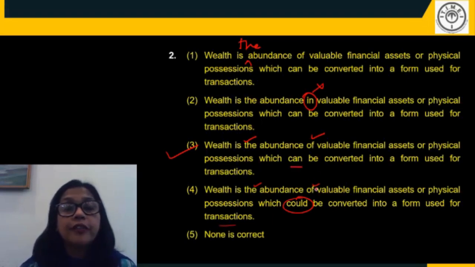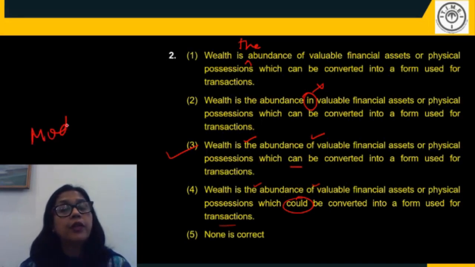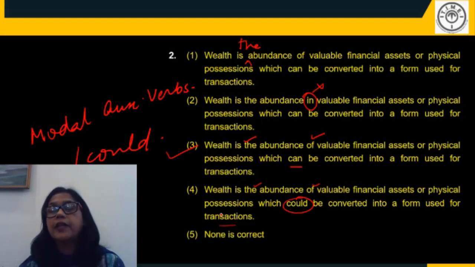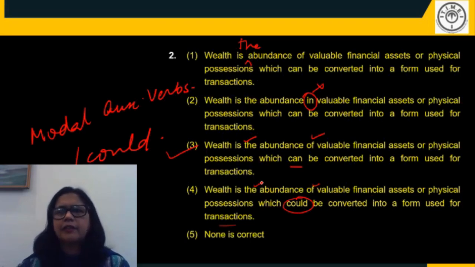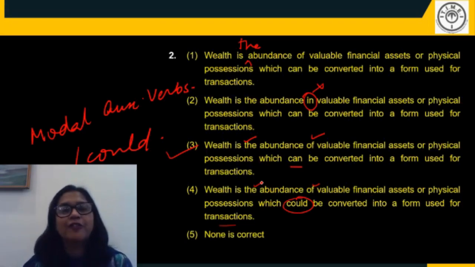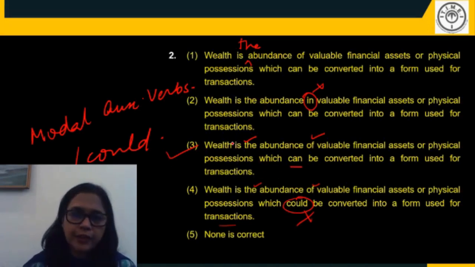Now, what is the difference between can and could? So when we do modal auxiliary verbs, there is a difference between can and could. In this particular case, can will be used because here we are giving a definite definition, you can say, of wealth. We are stating a fact. So the word could doesn't match over here at all. So can, so option 3 is your answer here.